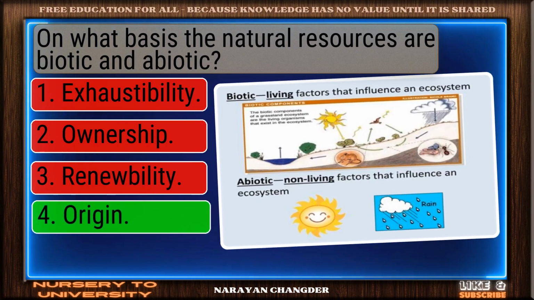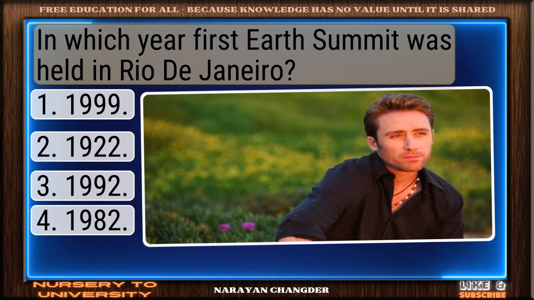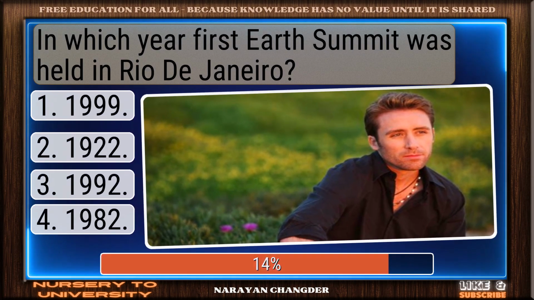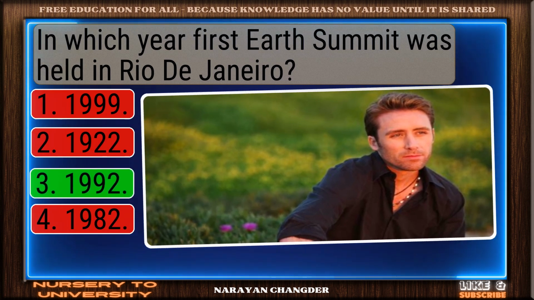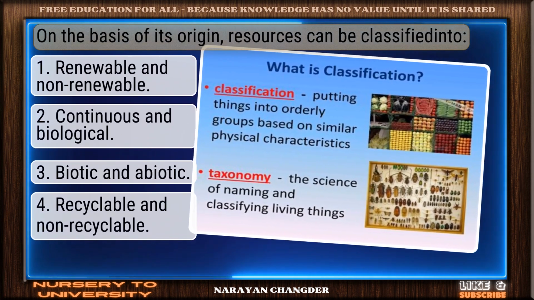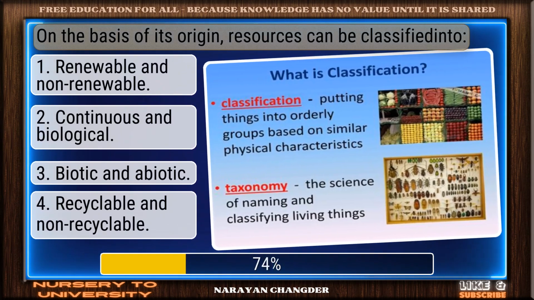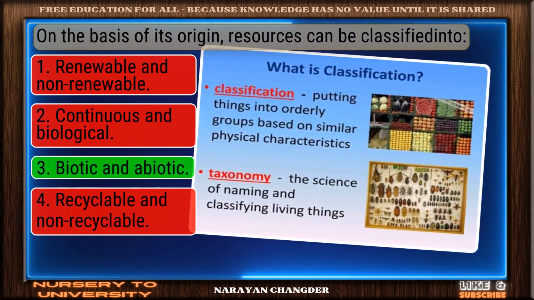Well reasoned. Origin is correct. In which year First Earth Summit was held in Rio de Janeiro? Sharp thinking. 1992. On the basis of its origin, resources can be classified into. Good job. Biotic and abiotic works well.